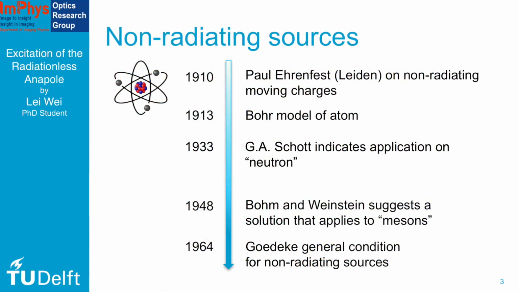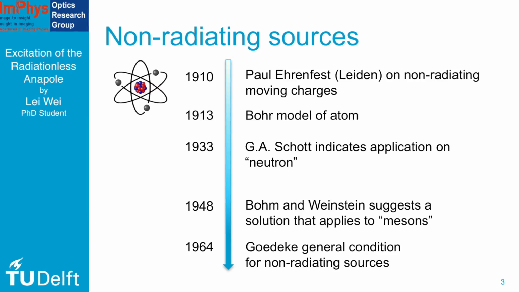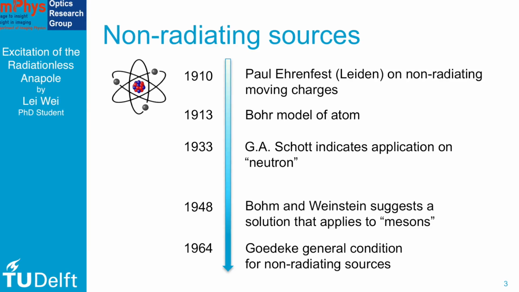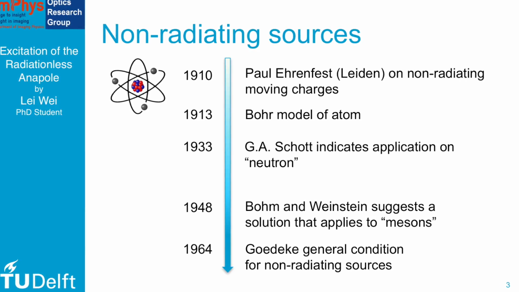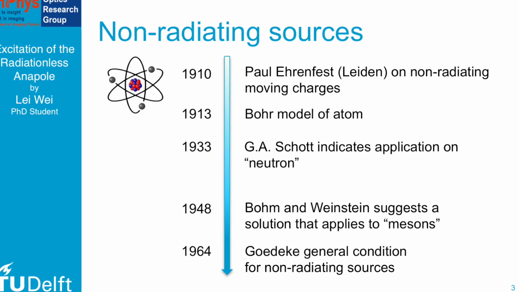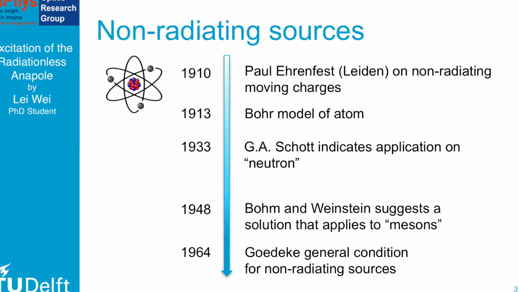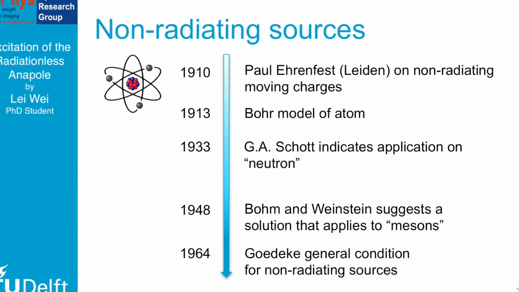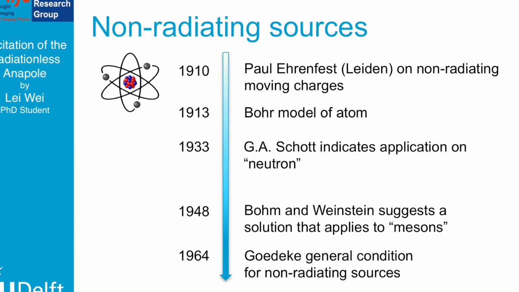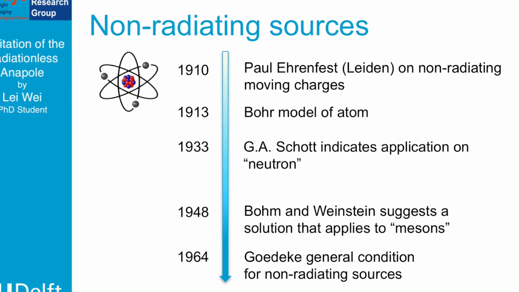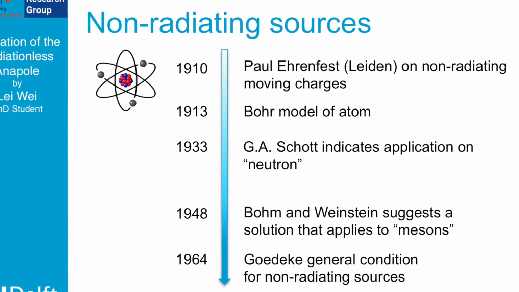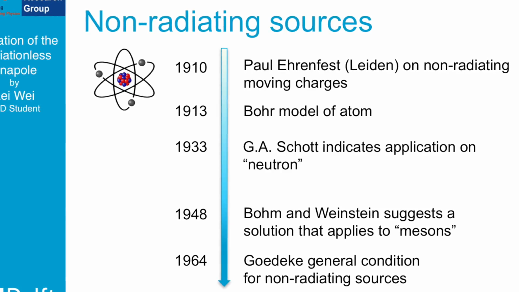But actually, research on one kind of invisible objects, non-radiating current sources, has quite a long history. As early as 1910, Paul Ehrenfest, in providing a stable model for atoms, demonstrated that Maxwell's equations allow for the existence of accelerating charge distributions which emit no radiation. In 1913, the need for non-radiating moving electrons was abandoned with the Bohr model of the atom.